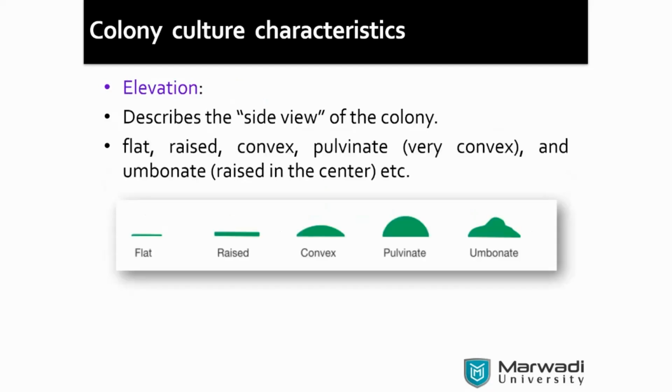Then the elevations, from the side, you are going to observe. One is always flat. Some are raised, convex, pulvinate, and umbonate. It is like a pyramid, or you can say mountains start to grow. Some are highly convex, smooth round. Some have highly elevated pulvinate. So these are some basic characters.